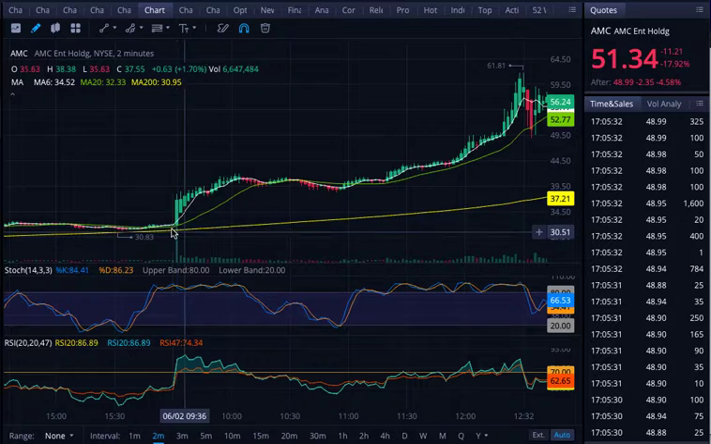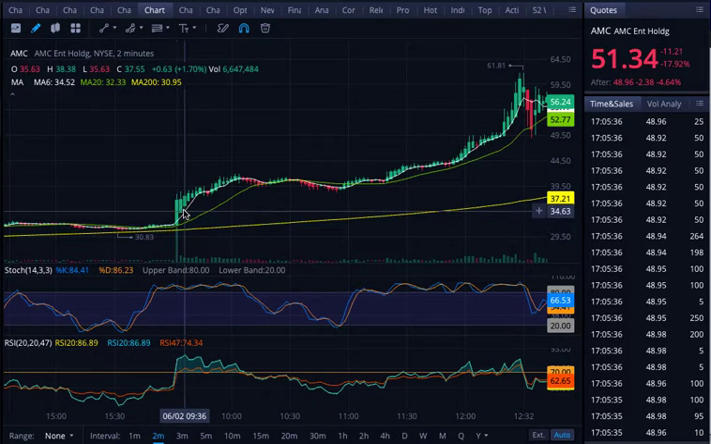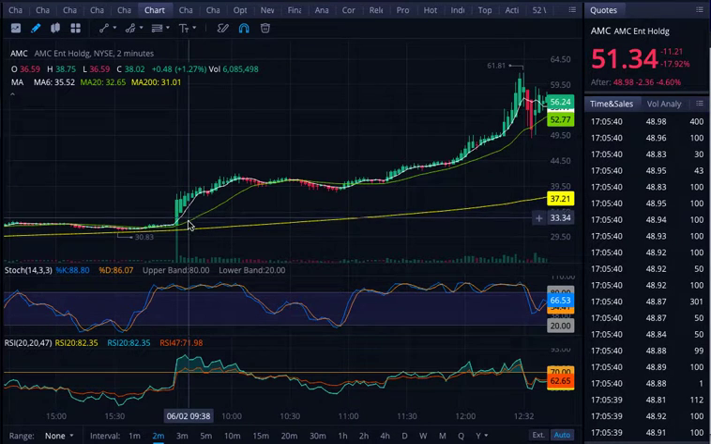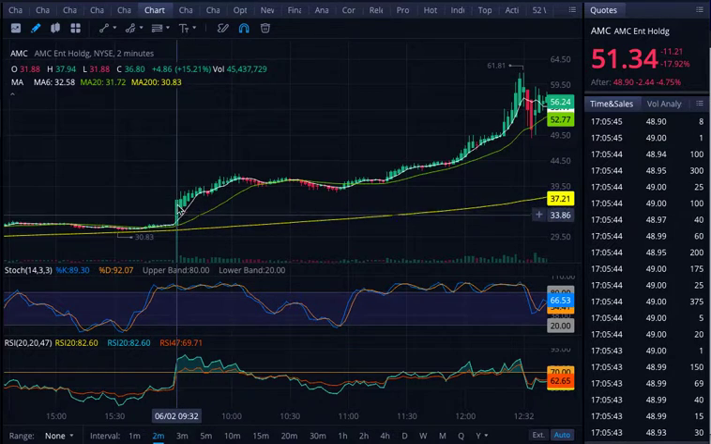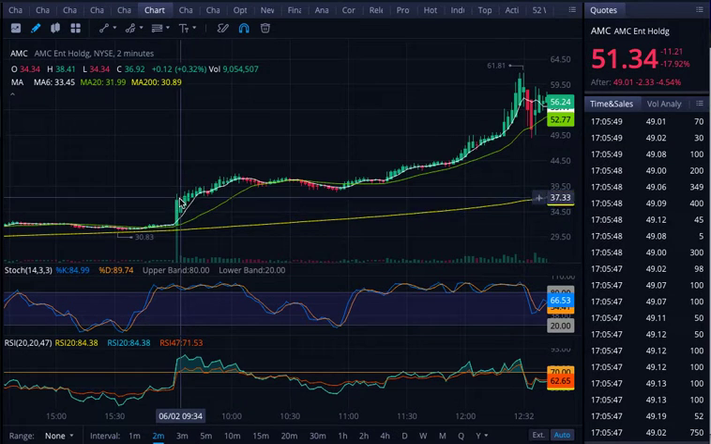Now you can see here when it started with a strong candle yesterday morning, above the 6, above the 20, and above the 200. Perfect setup right here. You see a strong candle like this, and right next to it another strong candle. You want to jump in.